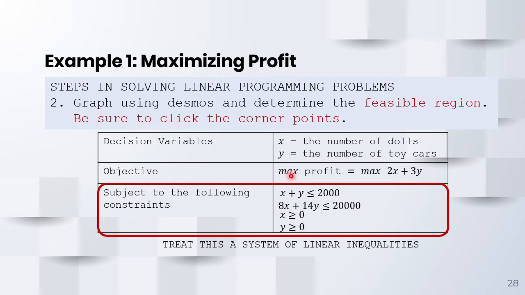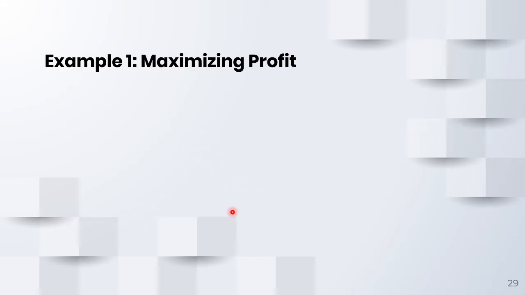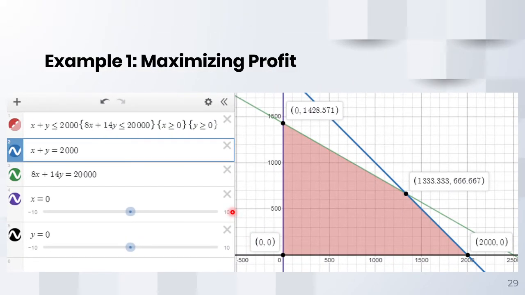Now let's recall that in the review, we can graph a system of linear inequalities using Desmos. So the idea is we will graph the system of linear inequalities using Desmos, and this will be the finished product. Okay, so you have there the shaded region and the corner points. Do not forget to click the corner points as this will be important later.